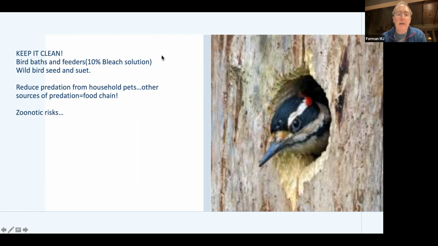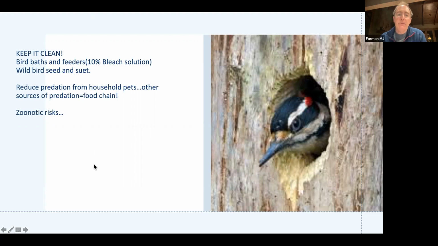But don't forget, when it comes to wild birds getting eaten by other birds, that is part of the natural life cycle of our food chain. And it's a tragedy, but that bird is becoming part of the greater good and providing a food source for other critters out there. And lastly, don't forget about zoonotic risks.